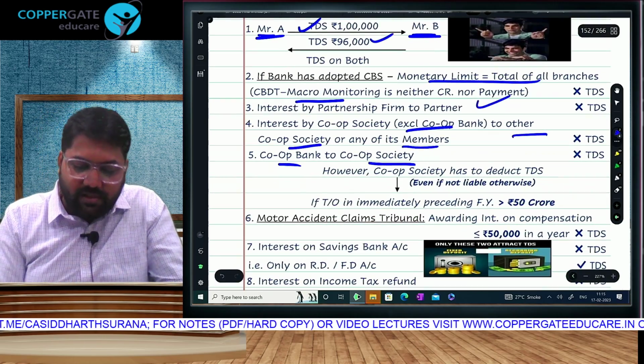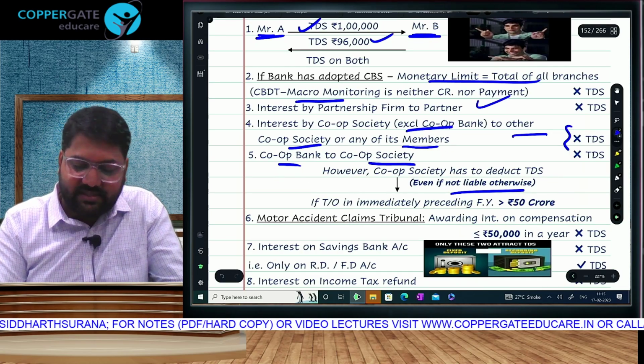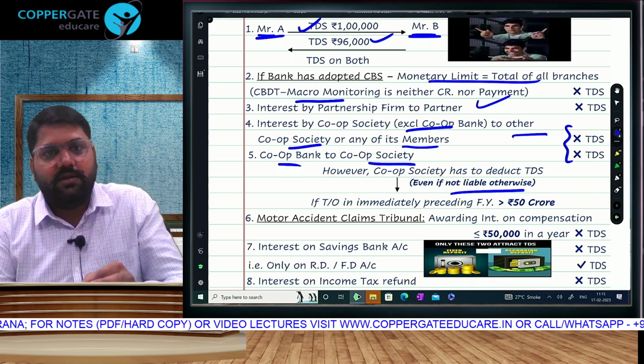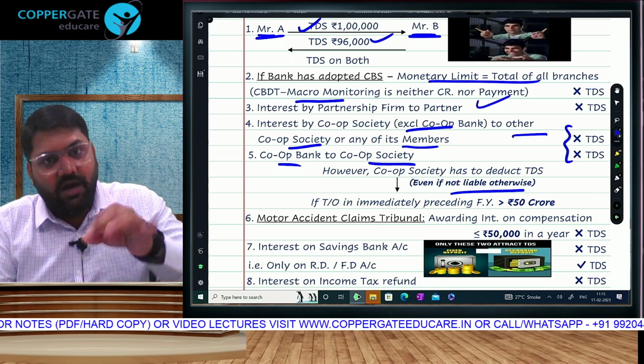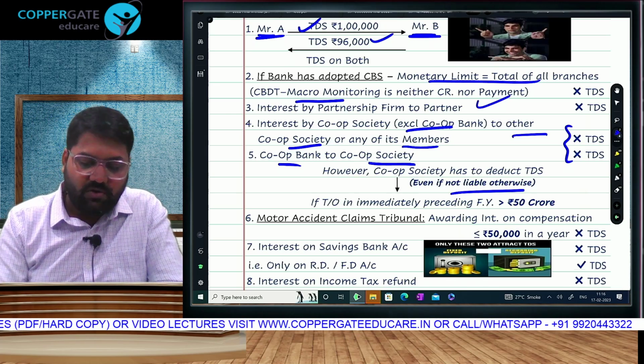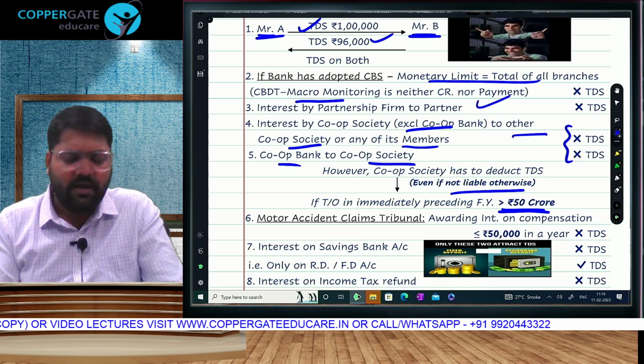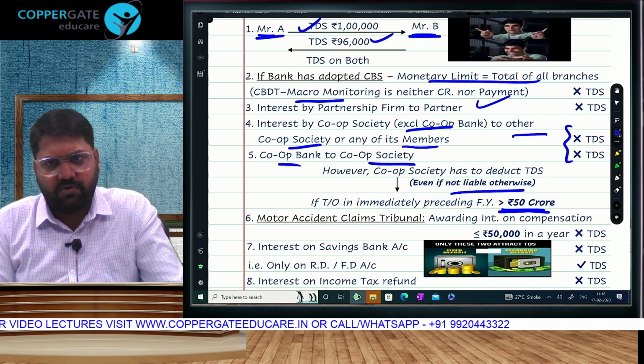However, for all the cases where you are otherwise not liable, for example, cooperative bank to cooperative society, other societies to society, other society to member, but your turnover exceeded 50 crore last year, then you have to deduct. So normally you may not be deducting, but if last year's turnover exceeded 50 crore, then you have to deduct.